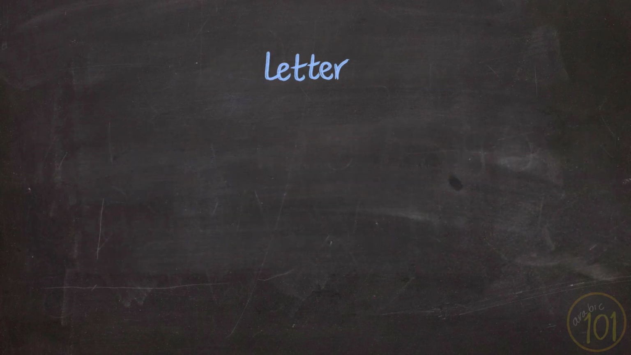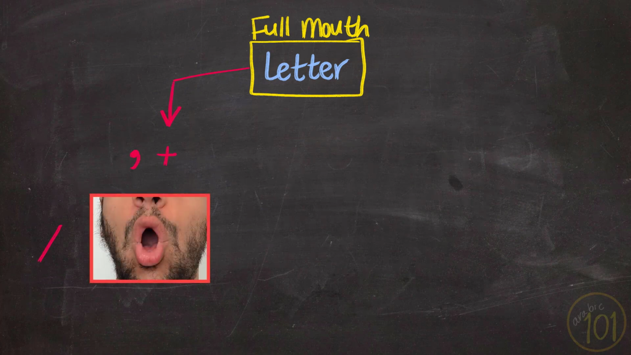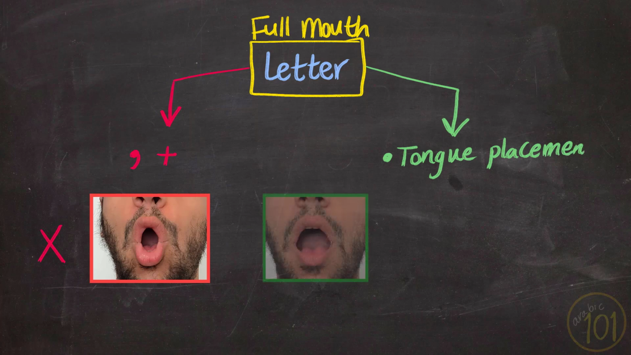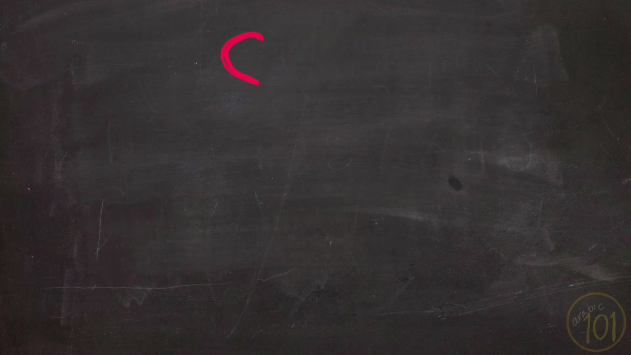So, in conclusion, adding full-mouthed Tafkheem to a letter doesn't mean adding a wow to it, or rounding your lips so that you can produce the effect. Instead, opening your mouth a bit more, and lowering your tongue where applicable, will give the sound the room to produce the proper effect.